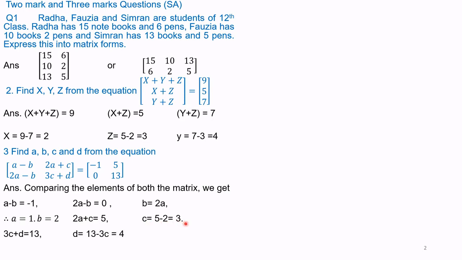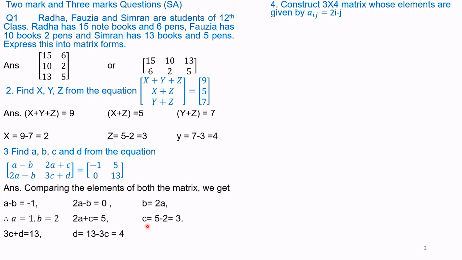So, again we have 3C plus D, comparing the last element, that is 13. From this comparison, 3C plus D is equal to 13. Therefore, D will be equal to 13 minus 3C. So, if you substitute the value of C as 3, which we have found in the previous line, 13 minus 3 into 3 is 9. So 13 minus 9 will be equal to 4. So hence A is equal to 1, B is equal to 2, C is equal to 3 and D is equal to 4 is our answer.